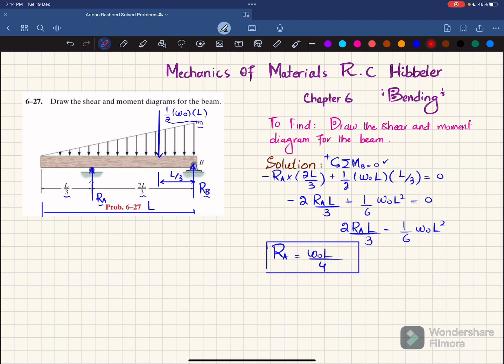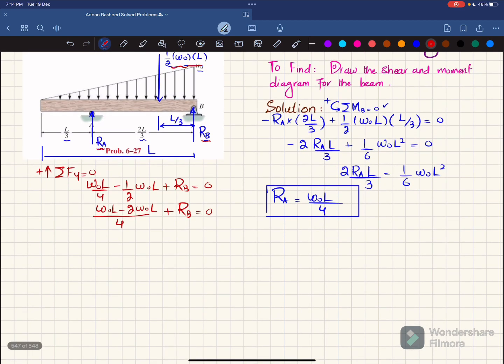Now we'll find this Rb by using the equation of equilibrium that the sum of all forces along the y direction must be equal to 0, with upward force taken as positive. So Ra and Rb are upward, so Ra is W0 L by 4 minus this force, which is 1/2 W0 into L, plus Rb is equal to 0. If you take LCM, this will be 4, so it will be W0 L minus 2 W0 L plus Rb is equal to 0. So from here you will get this Rb will be equal to W0 L over 4.